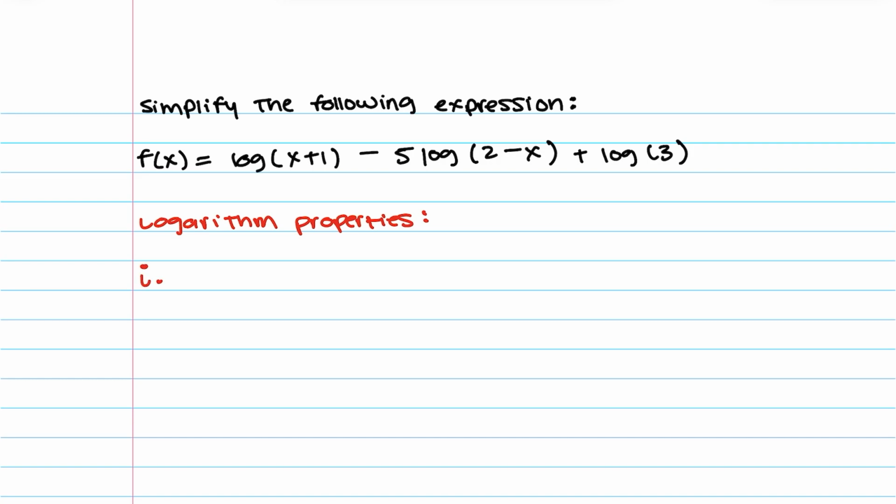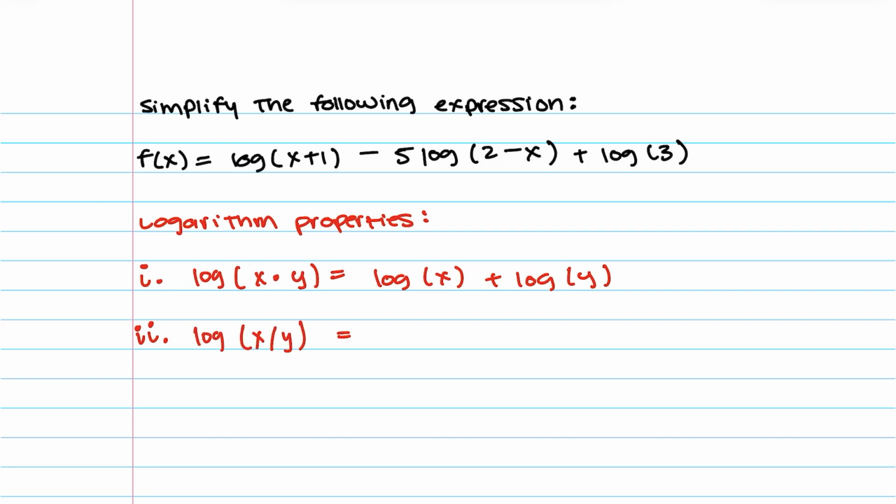So the first property says the log of x times y is equal to the log of x plus the log of y. The second property that we'll use is the log of x divided by y is equal to the log of x minus the log of y. And the third property we'll use is the log of x to some m power is equal to m times the log of x.